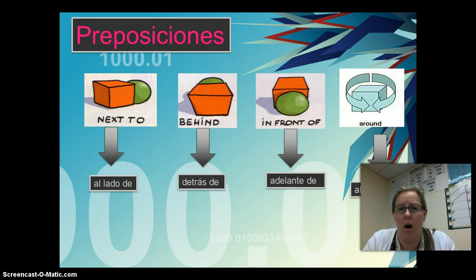So you'll notice that all of these prepositions are followed by a de. What does de mean? We know de means of or from in some cases. And in English, out of these 4, the only one that uses the of is in front of. But that's okay, because we're in Spanish, right? So why do they have a de? Because it's Spanish. So when we use these prepositions, we have to use the de, okay?